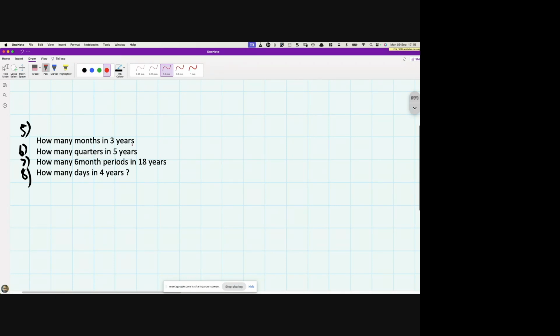So for this first one, if there's 3 years and you know there's 12 months in each year, you'll just have 36 months. And I saw the answer flashing up on the screen here. Okie dokie. Very nice. Quarters in 5 years? Well, I think I spot a pattern here. If you've got 5 years and you've got 4 quarters in each year, you'll have 20 quarters in 5 years.